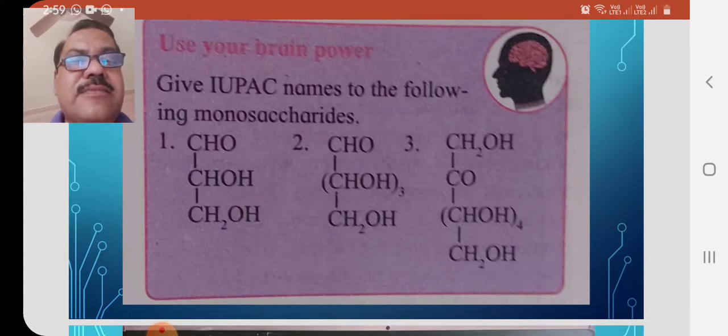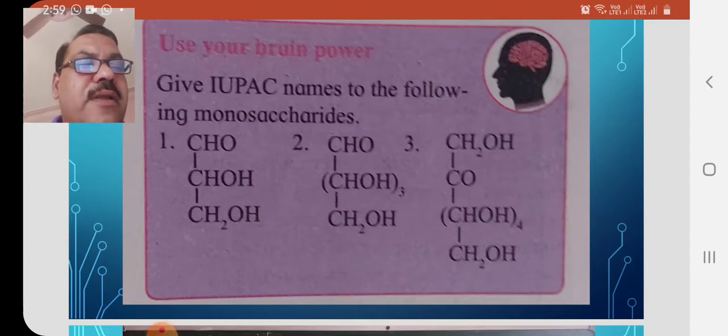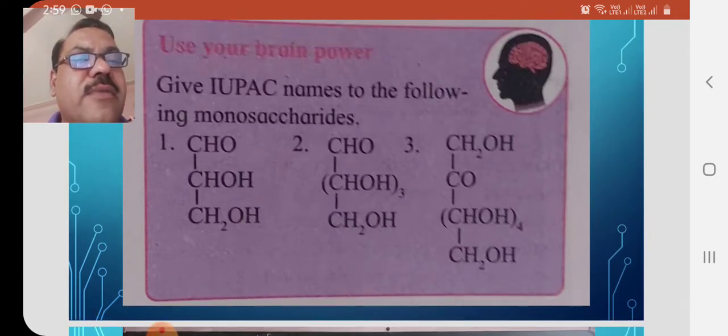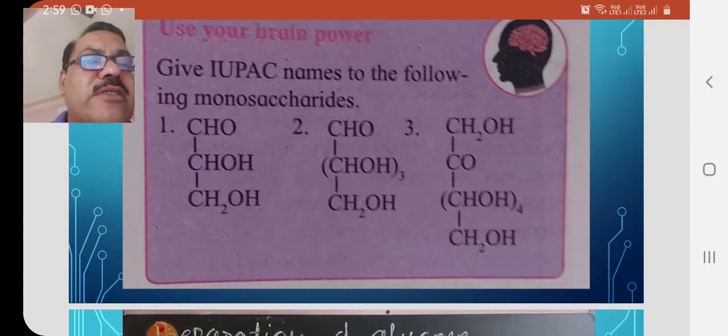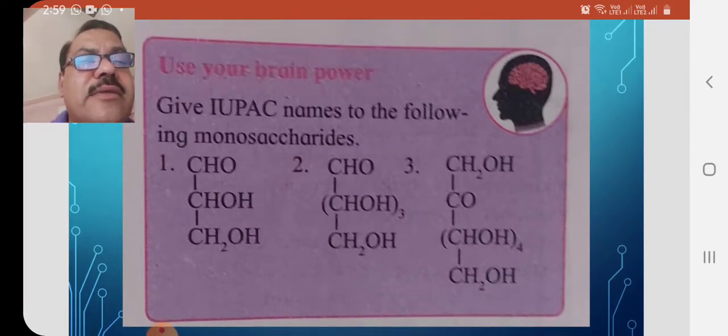First example, I will just give a hint, it contains 3 carbon atoms and an aldehyde group. Therefore, the name of the compound is aldotriose. Second example is aldopentose. Third example, you have to identify the name of this third example. Only hint is it contains ketonic group, so the name will start with keto. So use your brain power and give names of these 3 structures.